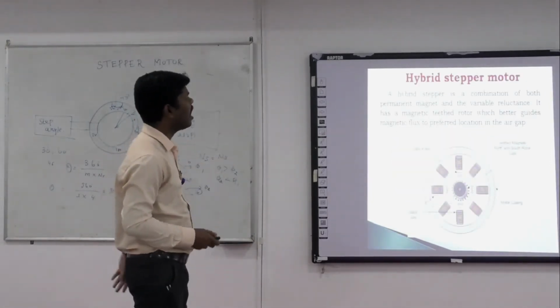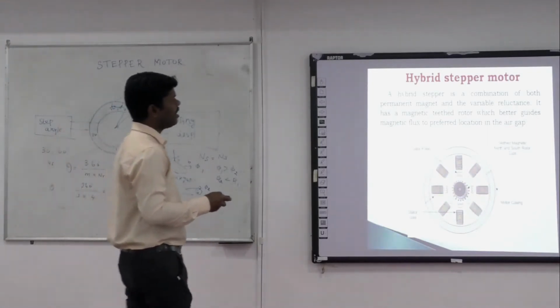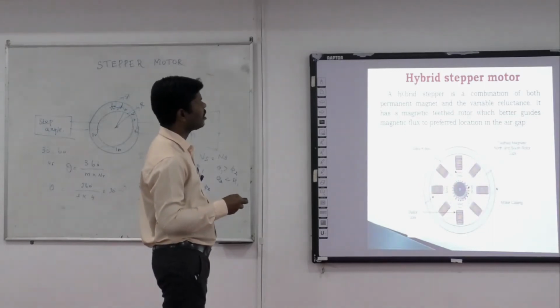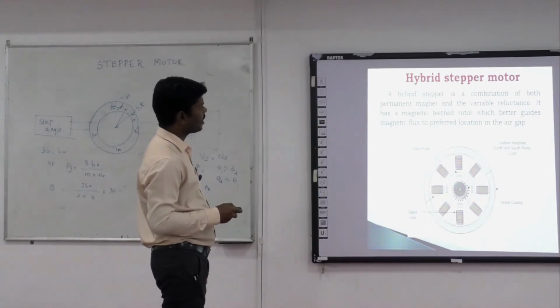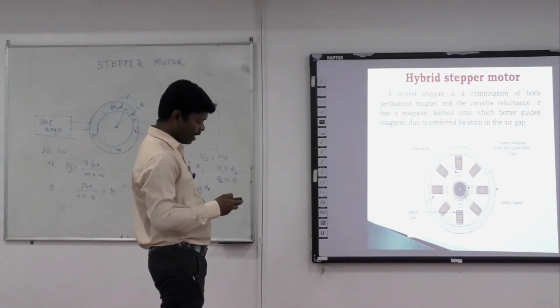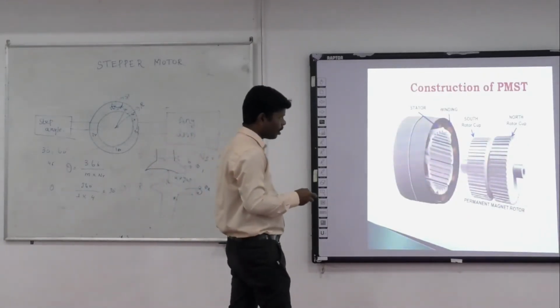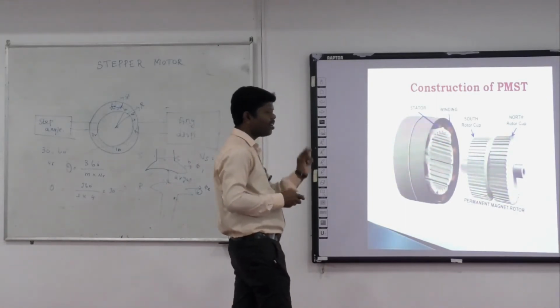This one is a hybrid stepper motor. Hybrid is a combination of permanent magnet and variable reluctance. It has a magnetic teeth rotor, which gives better guidance, with the magnetic flux preferring the location of the air gap. Here we use rotor teeth. This is called the rotor teeth. Both can be coupled.